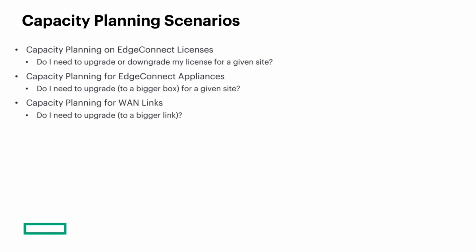I want to do capacity planning on EdgeConnect licenses. I didn't want to put a 500 meg license when the store uses 20 meg of bandwidth. So I want to optimize my spend, my OpEx, and right size my licenses.